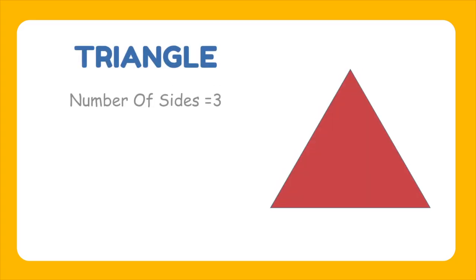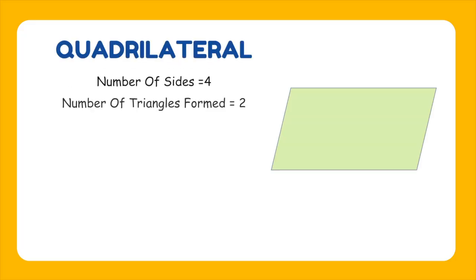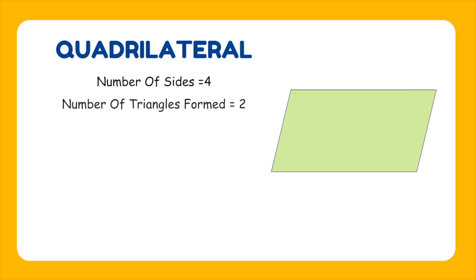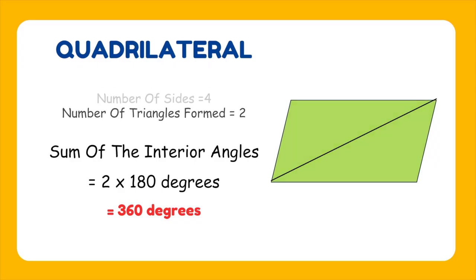Here is a triangle, a polygon with three sides. Sum of the angles of a triangle is 180 degrees. Now, let's consider a quadrilateral. Number of sides in a quadrilateral is 4. It is made up of two triangles. So, sum of the interior angles should be 2 into the sum of the angles of a triangle, that is 2 into 180, which is 360 degrees.